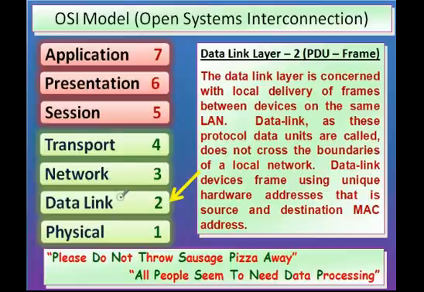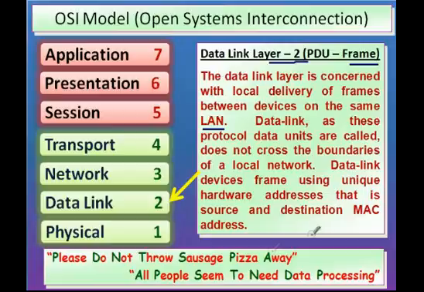The next layer in the OSI model is the data link layer. Data link layer, layer 2. Its PDU is frame. The data link layer is concerned with the local delivery of frames between devices on the same LAN, local area network. Data link PDUs do not cross the boundaries of the local network. The data link layer delivers frames using unique hardware addresses, that is source and destination MAC address.